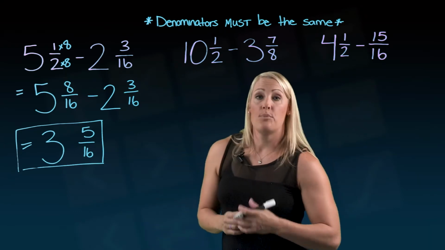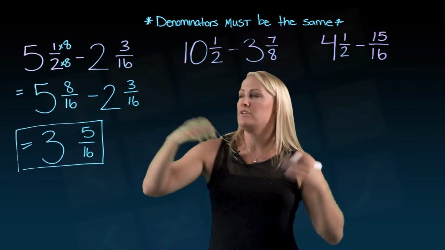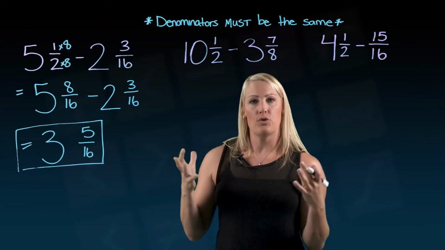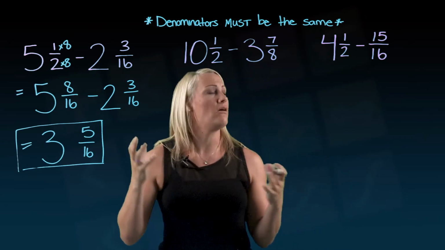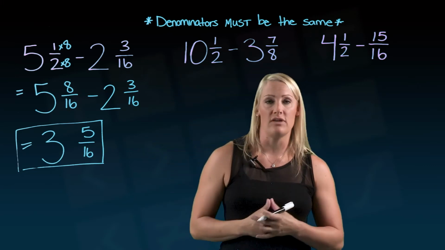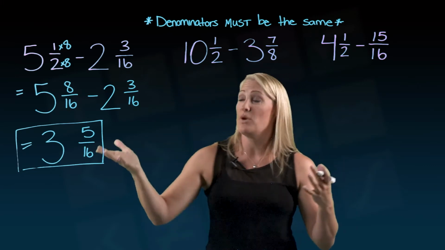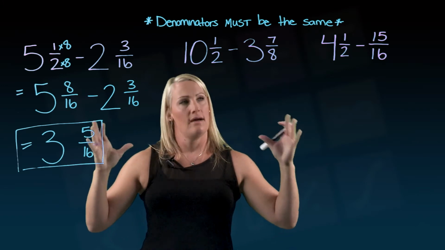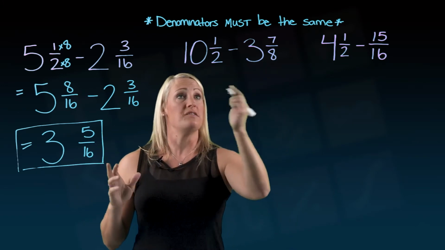I have two more examples, and they're similar, and they're a little bit different than we have over here. But let's start the question, and then it'll kind of come out why they are a little bit different. So I've got 10.5 subtract 3 and 7/8. If we approach this question the same way we did over here, we would say, okay, we need to make those denominators the same.